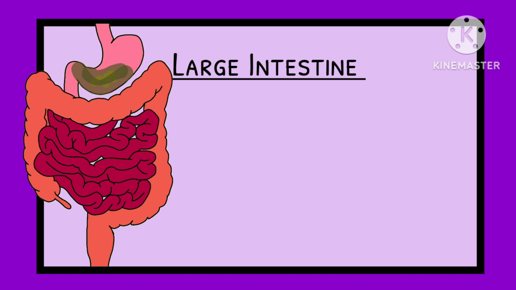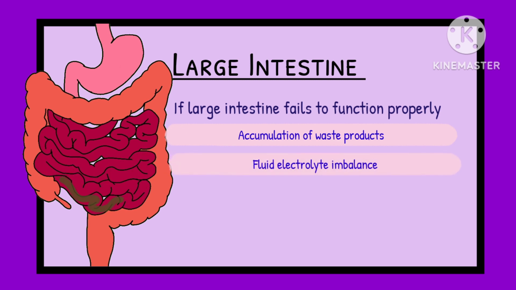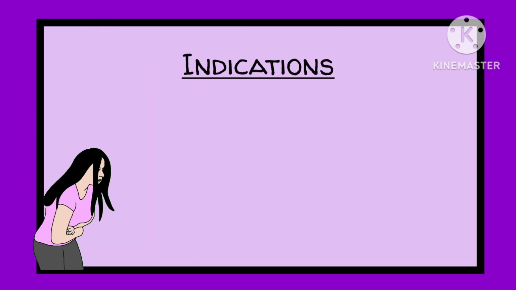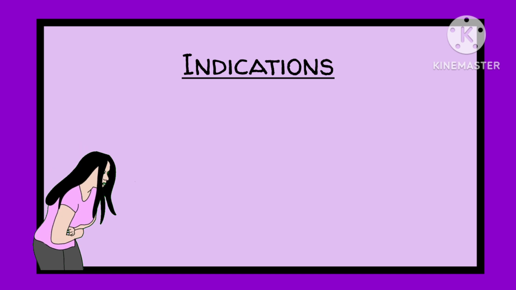If the large intestine fails to function properly, not only will waste product accumulate, but also fluid and electrolyte balance will not be maintained. Also, infection of the intestine can occur, which may spread to other parts of the GI tract. Now, a patient coming with abdominal problems may be prescribed to undergo barium enema procedure for the following problems.